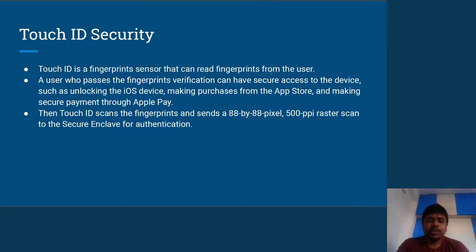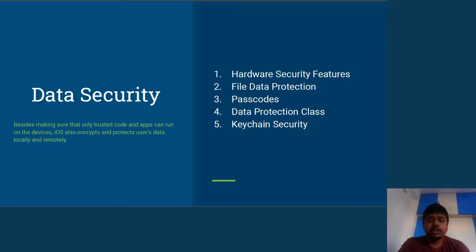Touch ID. Touch ID is a fingerprint sensor that can read fingerprints from the user. It sends the fingerprint scans to the Secure Enclave for authentication. Data security. Besides making sure that only trusted code and apps can run, iOS also encrypts and protects the user's data locally and remotely.